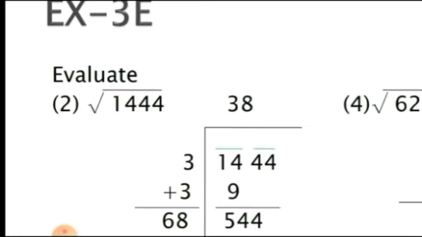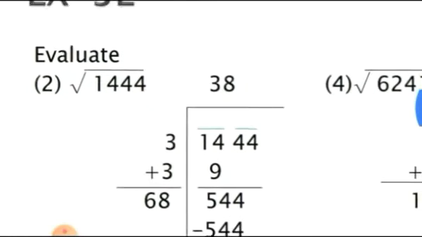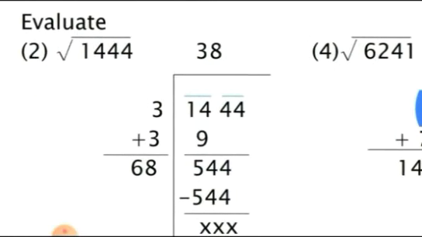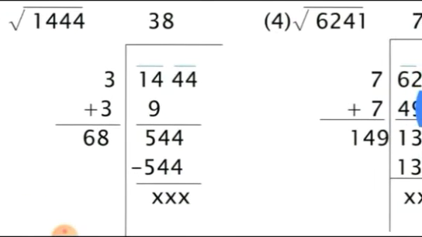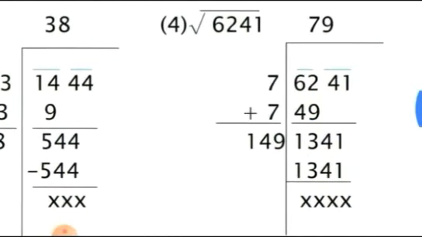Exercise 3E. Question number 2. Find the value of the square root of 144. Same method, 144, that means you make the pairs. 44 is 1 period, 1 is the second period. Then after 3 times, 3 3s are 9. Then 3 plus 3 is 6, 8 8s are 64, 68 into 8 is 544. Fourth question, 6241. Like this way I solve.